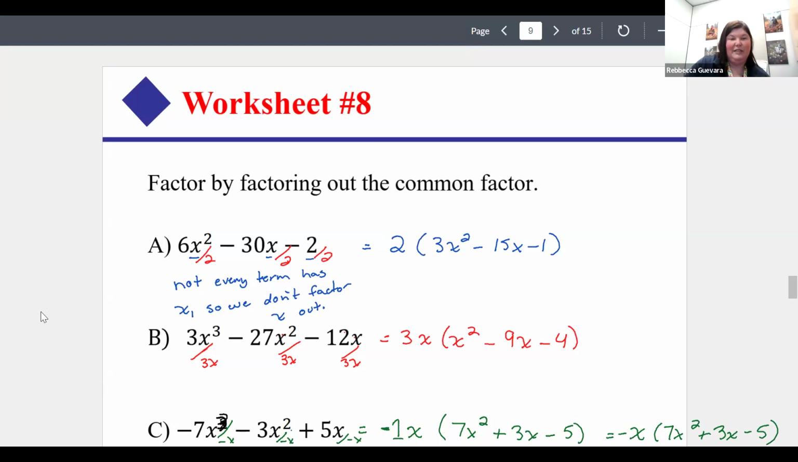Usually the biggest mistake, like I said, is not realizing that not everything has an x, so you can't pull an x out of everything. And sometimes you have a situation like C where there isn't really a common divisor among the actual numbers. It's just 1. In this case, remember, if it starts with a negative, I have to factor the negative out.